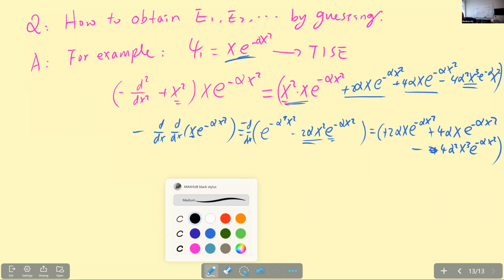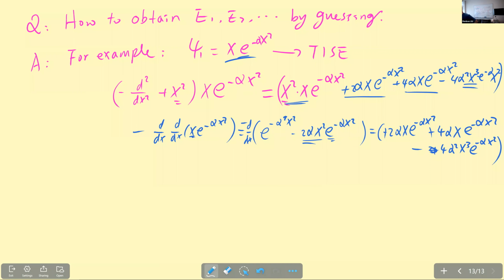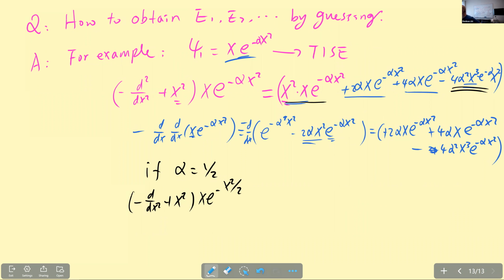But if you take alpha equals 1 over 2, then these two terms will be cancelled, right? So this 2 alpha will be just 1, and 4 alpha will be just 2, right? So this will equal 1 over 2.